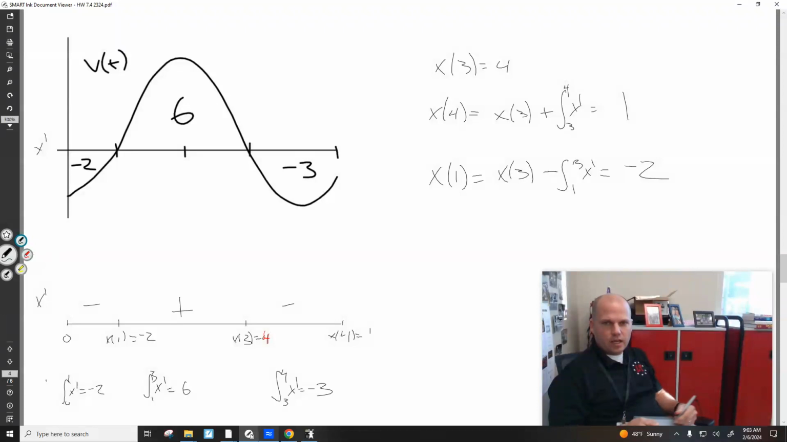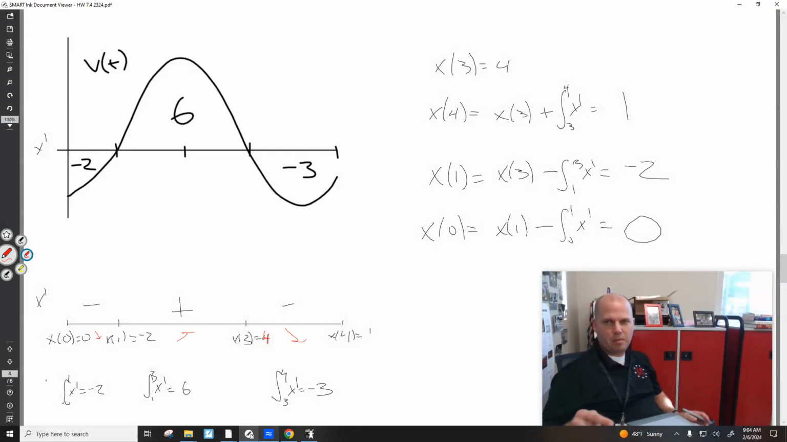Good. And then x of 0 will equal x of 1 minus integral from 0 to 1 of x prime. -2 minus -2, I must have started at 0. Does this make sense? Your starting position is 0. Subtract 2, I get 2. Add 6, I get 4. Subtract 3, I get 1. Good. This is correct understanding of decreasing and increasing and decreasing and how much.